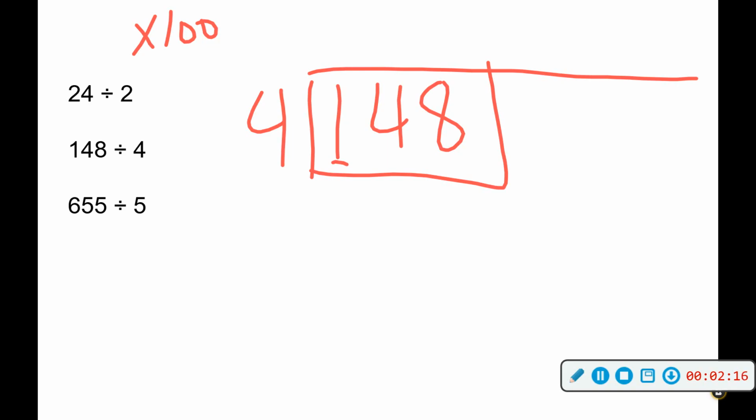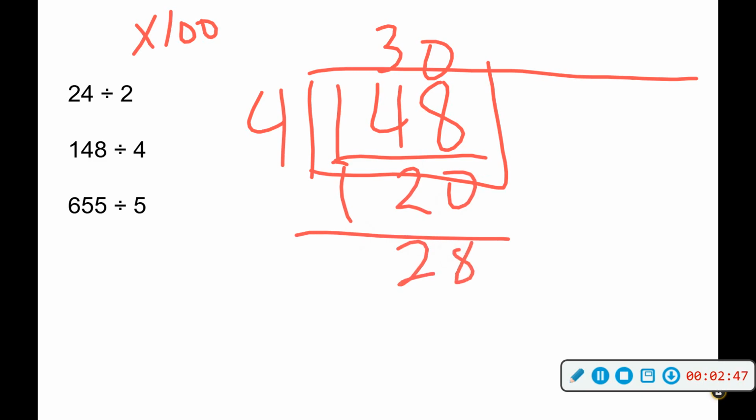So now I have to look at multiples of 10. What can I multiply 4 by? Can I multiply it by 10, 20, 30, 40, 50, and so on? We're going to have to get as close to 148 as we can with just multiples of 10. So 4 times 4 would be 16, so 4 times 40 would be 160. Well, that's too much, so I'm going to take it back one and use 30. So 4 times 30 is 120, which means I have 28 left over.